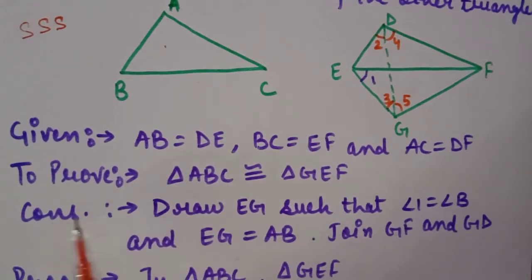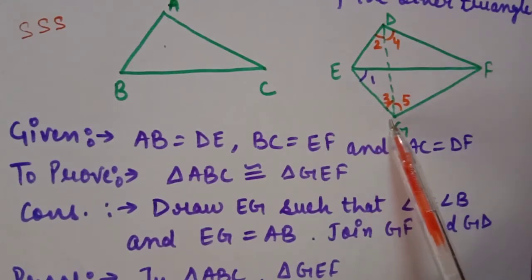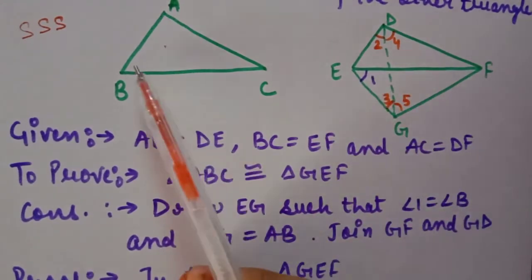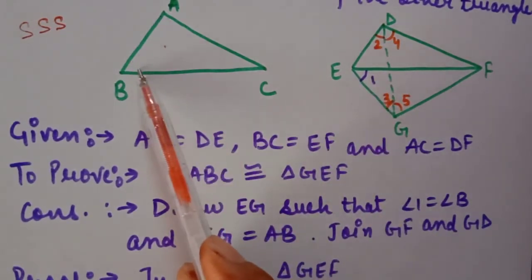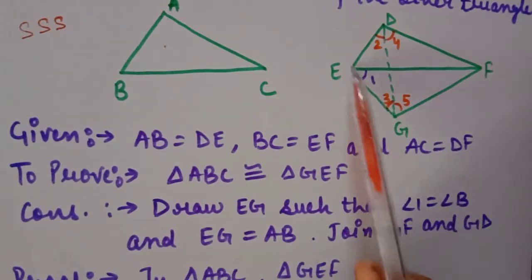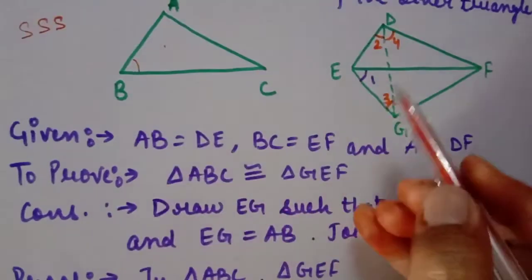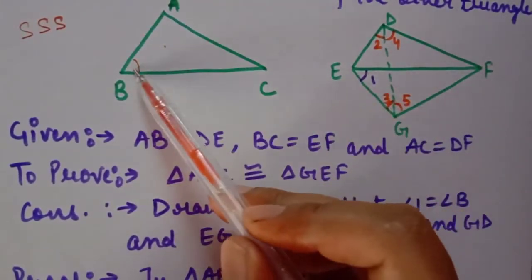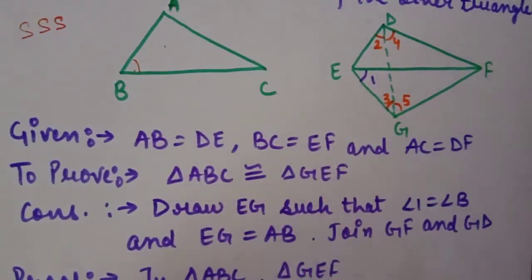What is this construction? Draw EG such that angle 1 and angle B are equal to each other, and EG and AB are also equal to each other. So what we did was a construction like this, such that this angle 1 and this angle B are equal to each other, and sides AB and EG are equal to each other by construction.